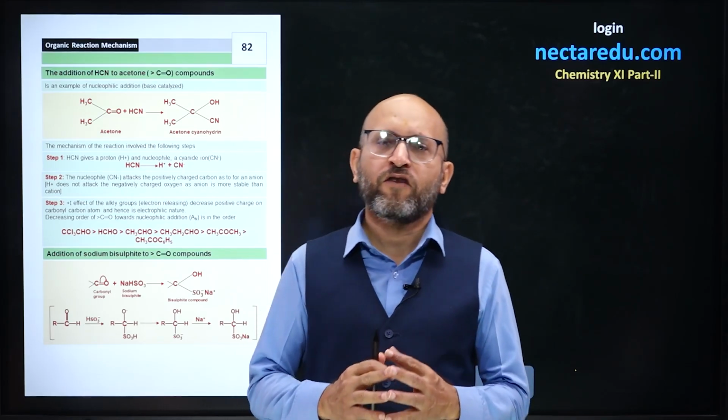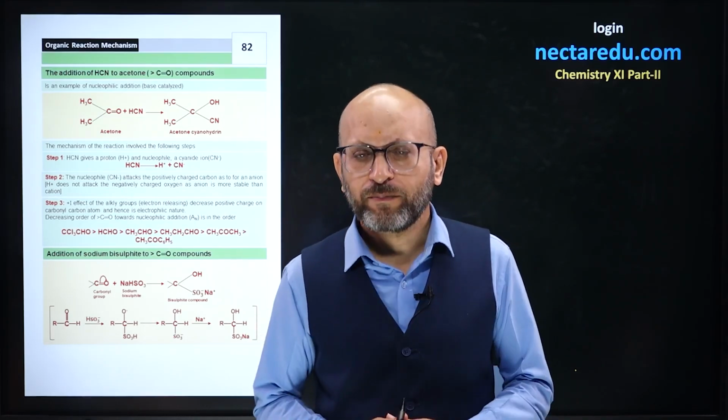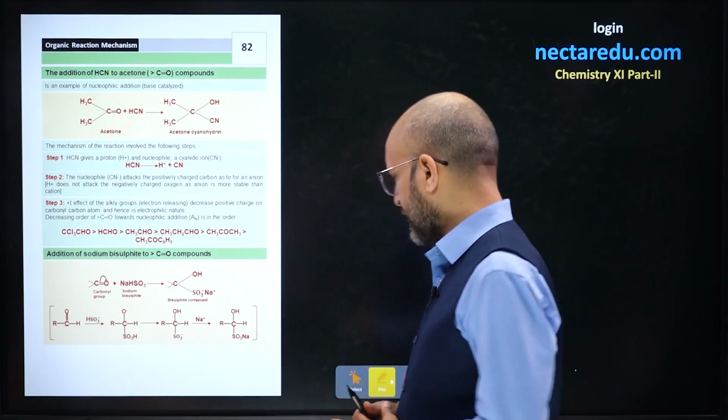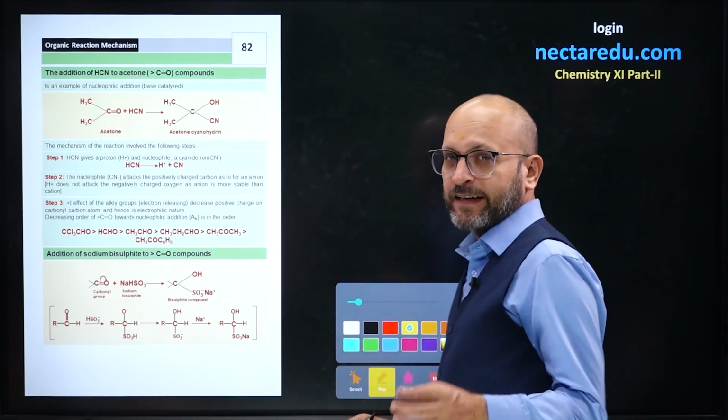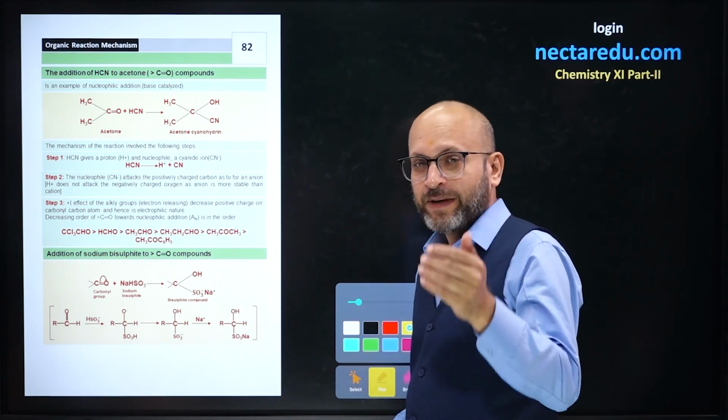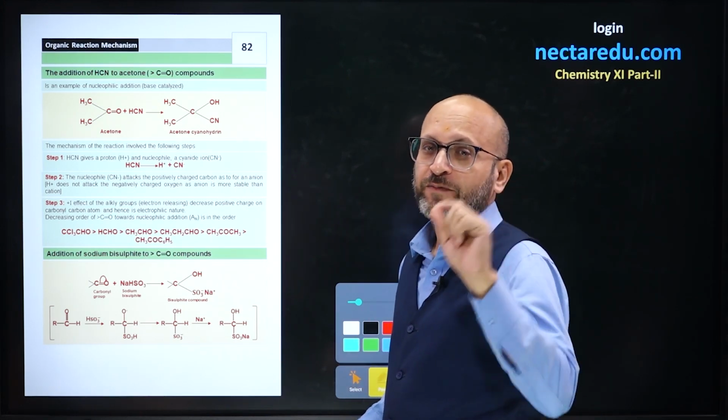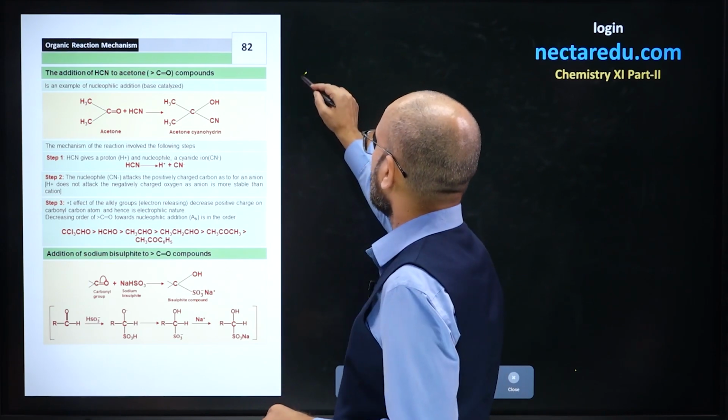Nucleophilic addition of HCN over carbonyl compounds. HCN is hydrogen cyanide. It is a weak acid. So to make it ionize, we will take a basic medium. So what happens in this step 1?